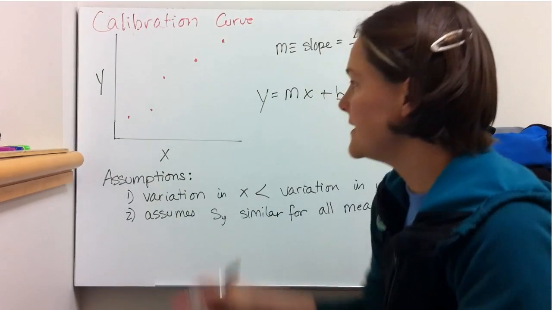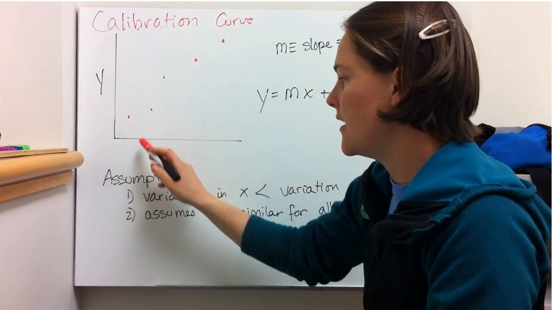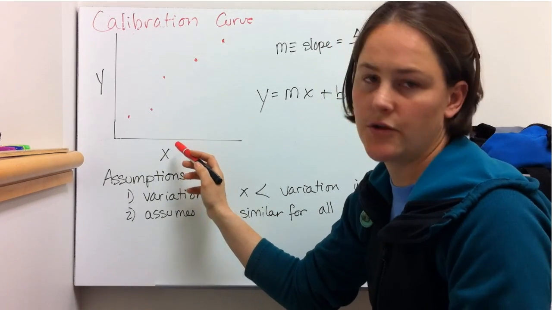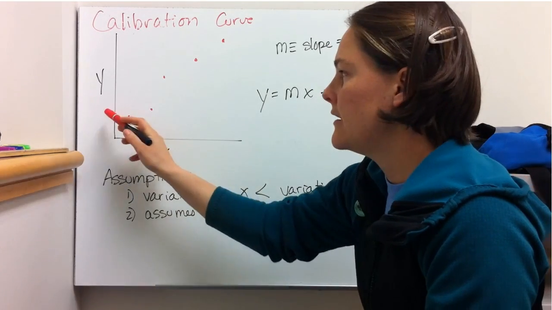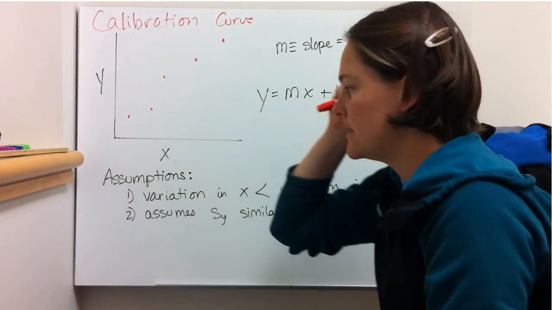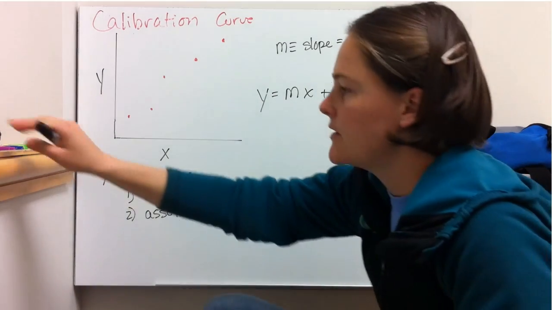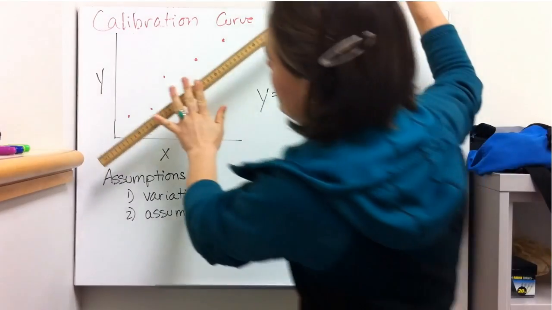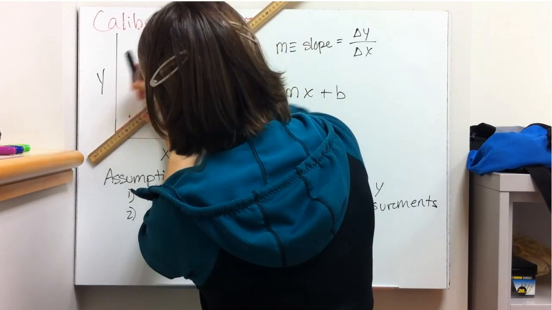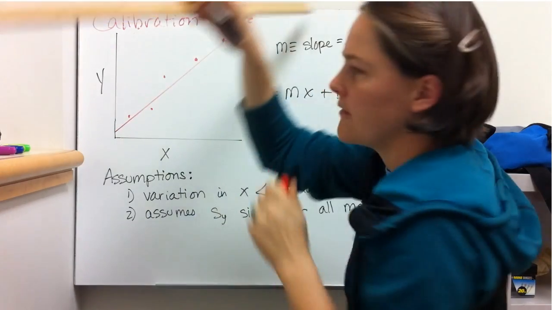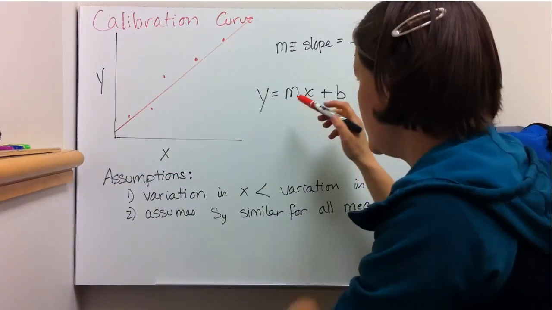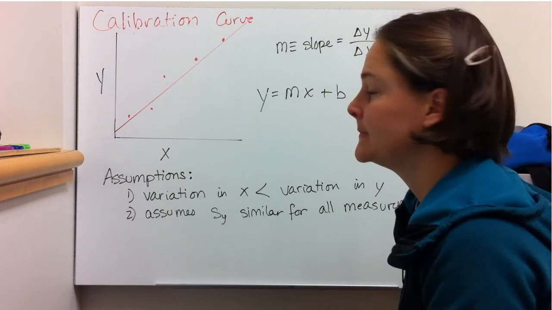So, basically, you take a bunch of data where you make a solution where you know what the concentration is, or you know something about it, and then you measure the instrument response to each of the solutions that you make. So then you take this data and you fit it to a line with the equation y equals mx plus b, where m is the slope.